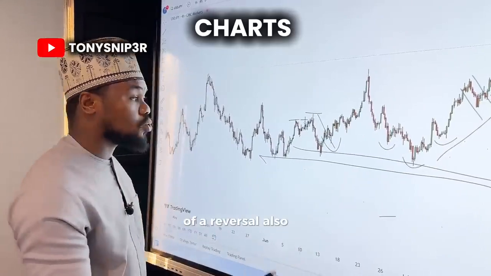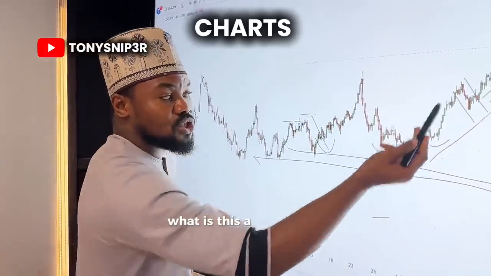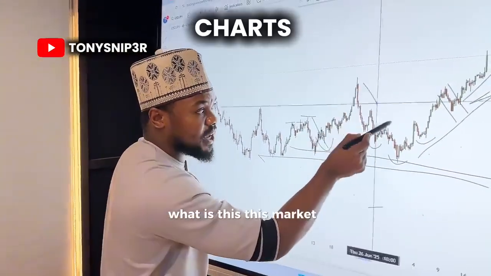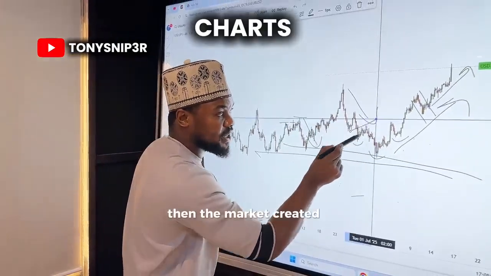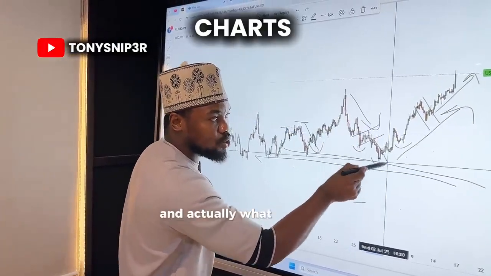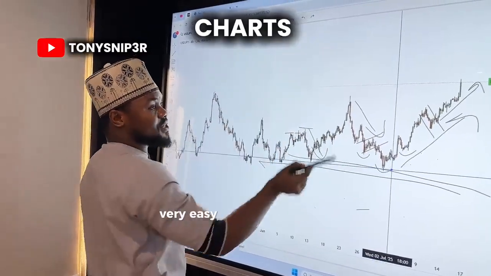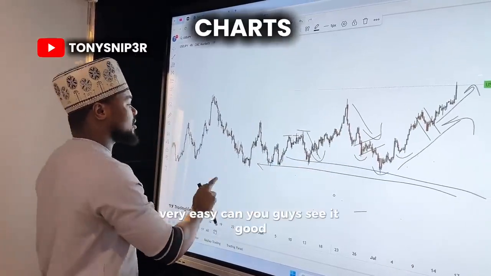This is an example of a reversal also. Now, what is this? A continuation. What is this? This market is currently selling. Then the market created a continuation and actually what? Continued selling. Very, very easy. Can you guys see it? Good. Now let's continue to go.